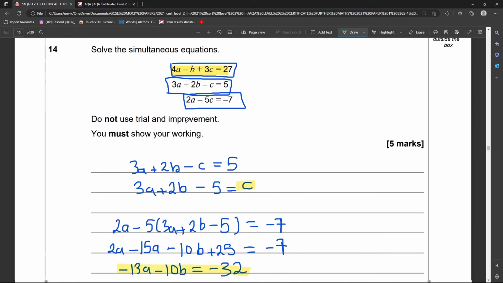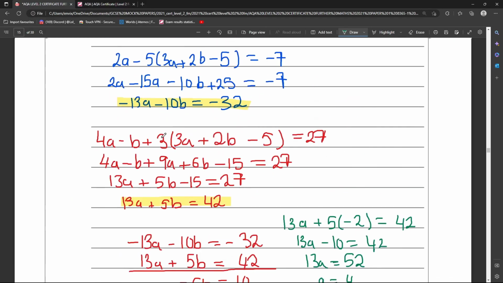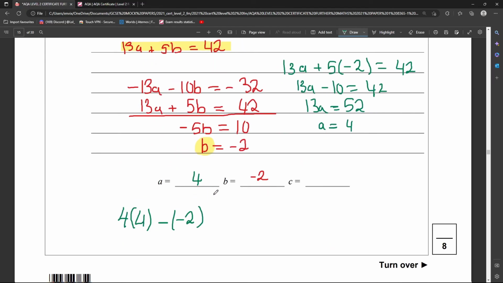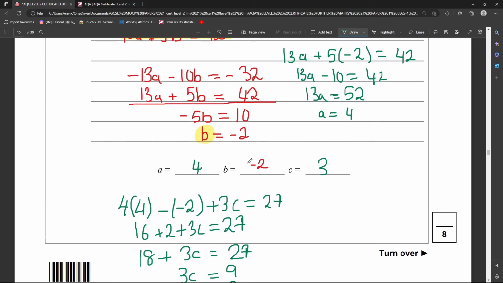And then we can sub both of the values, b and a, back into the original equation, and then we can use that to solve for the value of c. You just need to be careful because you're multiplying a negative by a negative, which makes it positive. And yeah, other than that, it's pretty straightforward.